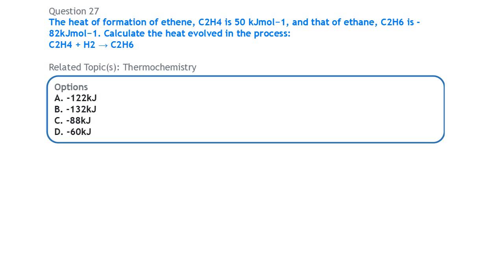Next, on thermochemistry: the heat of formation of ethene, C2H4, is 50 kilojoules per mole, and that of ethane, C2H6, is -82 kilojoules per mole. Calculate the heat evolved in the process. We are given the equation of reaction here. Ethene reacts with hydrogen to form ethane.